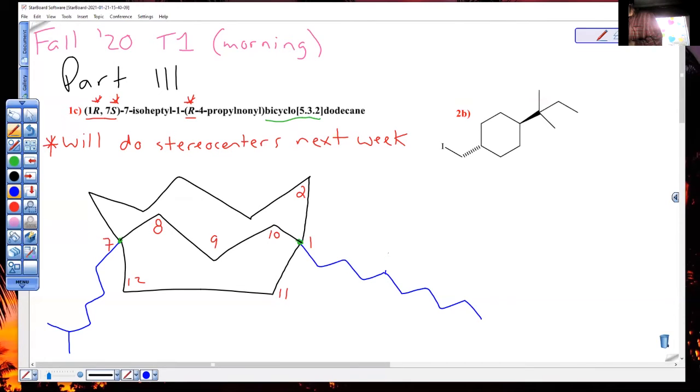So that's the only place to draw the propyl. And oops, I drew a butyl, didn't I? Propyl is 3 carbons. 1, 2, 3. And next week we're gonna put wedges and dashes here because that's a stereocenter. And we're gonna put wedges and dashes here because that's a stereocenter on 1, and 7 is also a stereocenter. Right now, you probably don't know what any of that means.